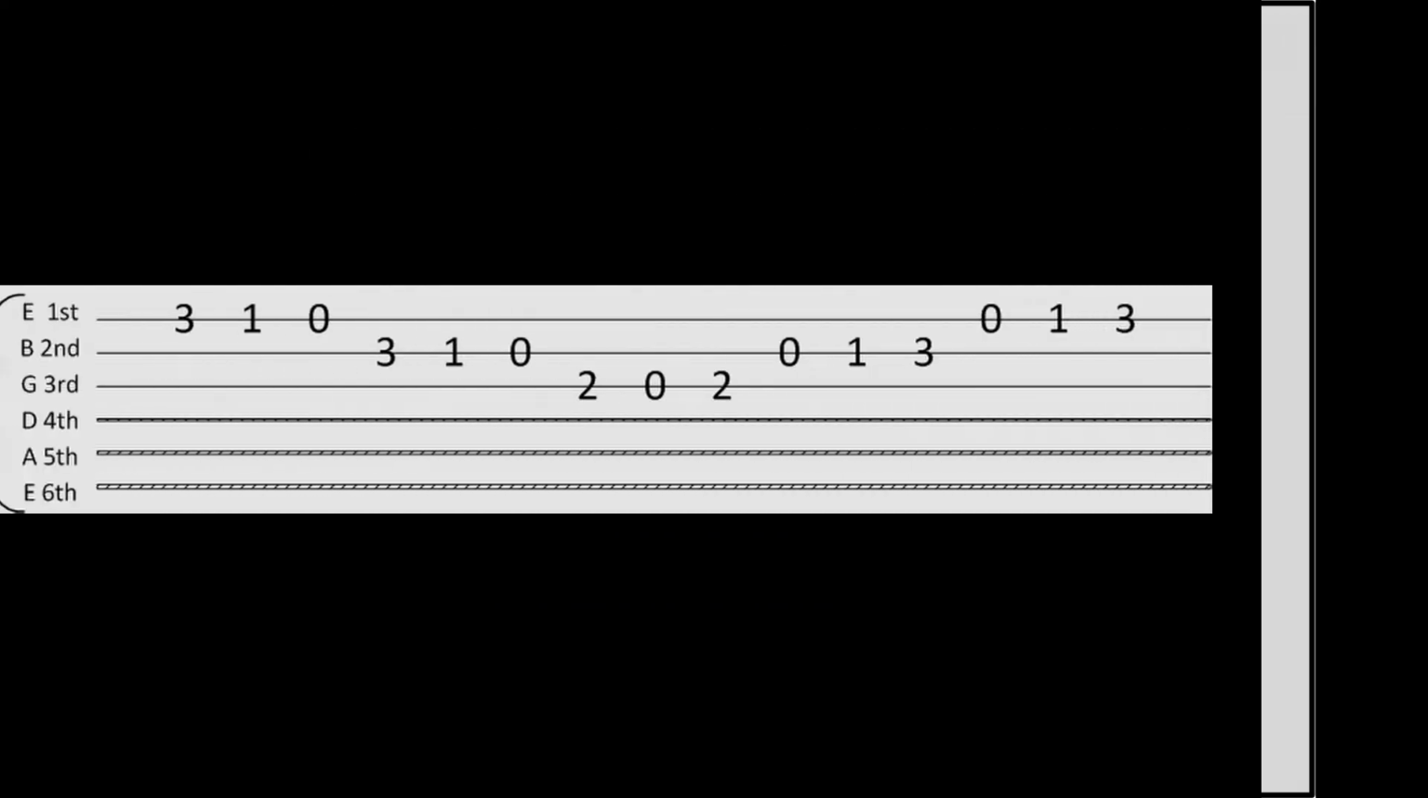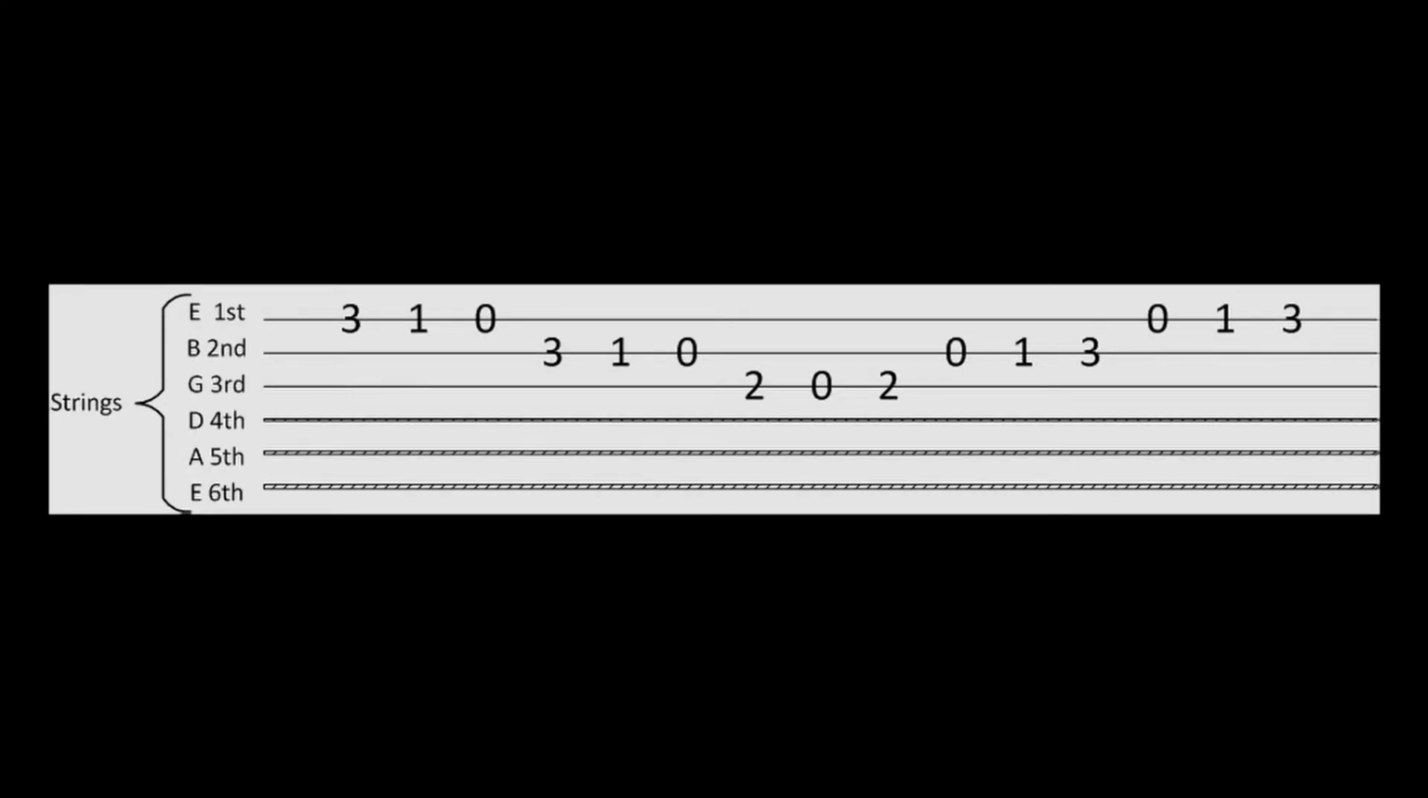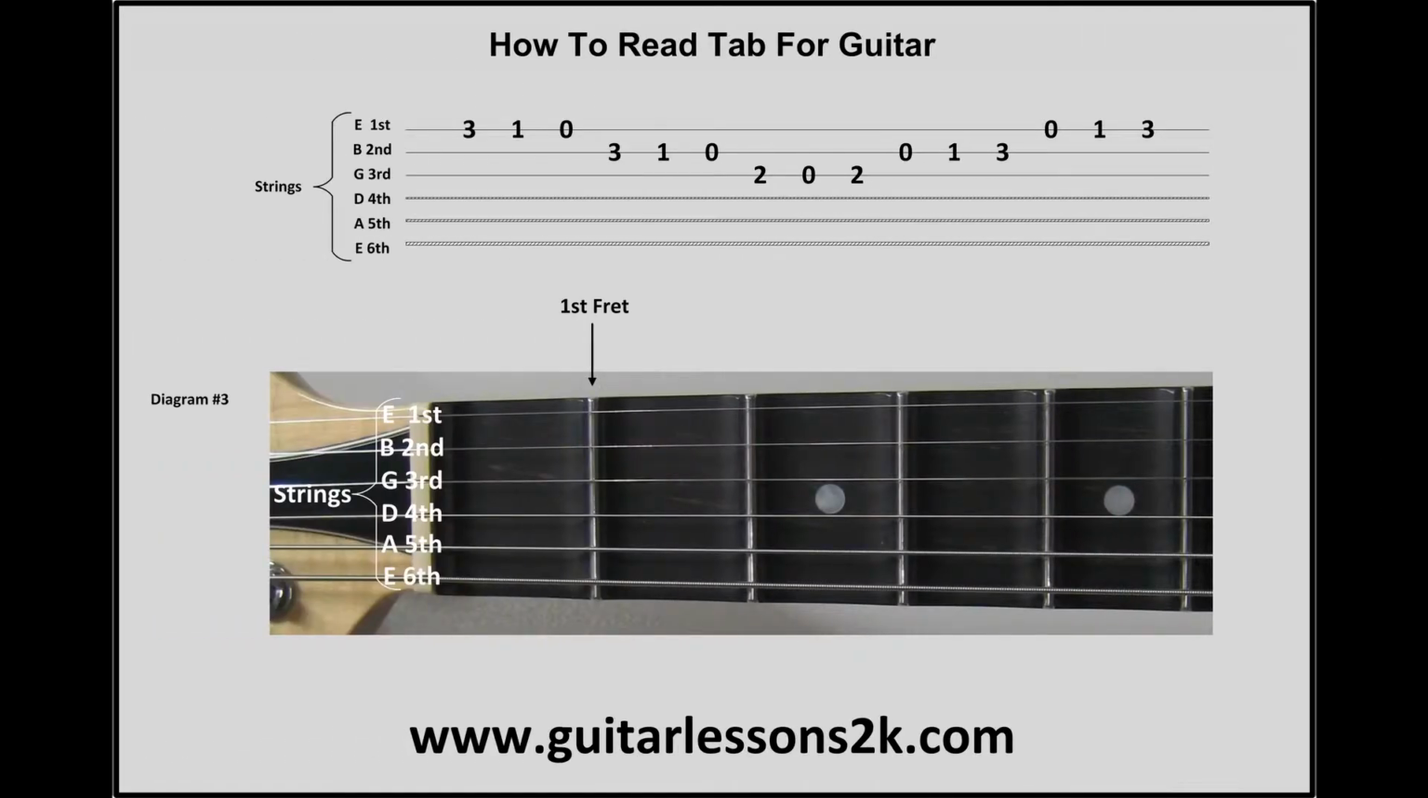The numbers on the line represent the frets to be played. The frets are the metal bars going across your fretboard, which is also called the fingerboard. This is the first fret. This is the second fret. This is the third fret, and so on up the fretboard.